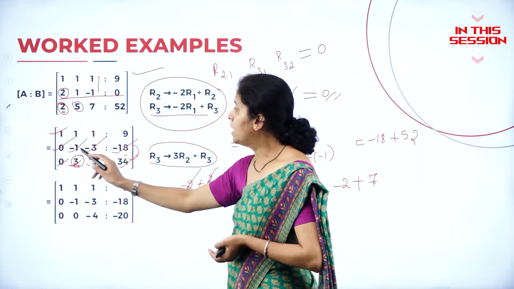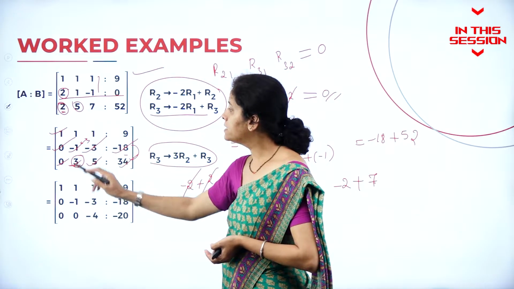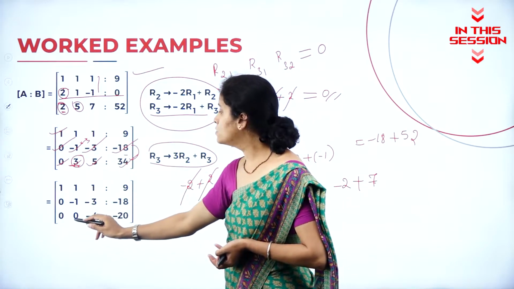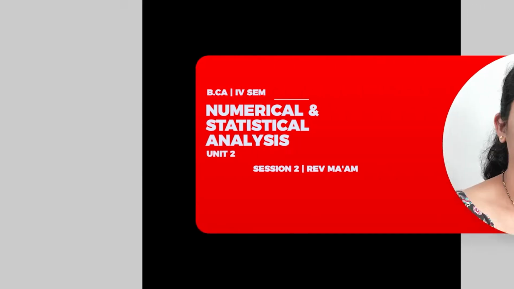What I want to do, I just want to multiply this one by 3. So I'll get minus 3, then plus 3. It will get cancelled. So I'll get the answer 0.